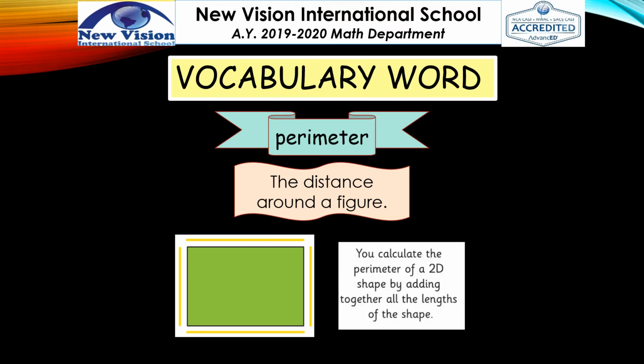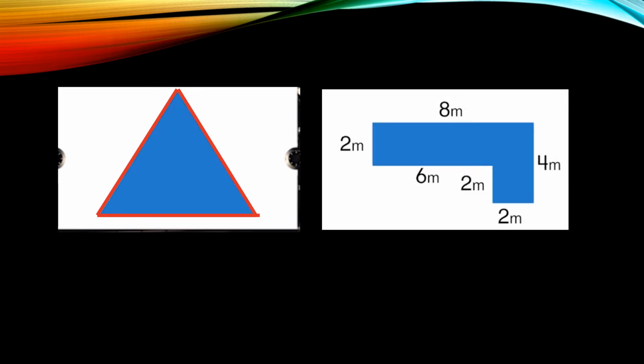You calculate the perimeter of a 2D shape by adding together all the lengths of the shape. Take a look at this figure. We have a triangle. The perimeter of a figure is the distance around it. We can find the perimeter of a figure by adding together the lengths of all the sides. Take a look at this one. We have this figure. So each side has a length label. So we can just add them together to figure out the total perimeter.